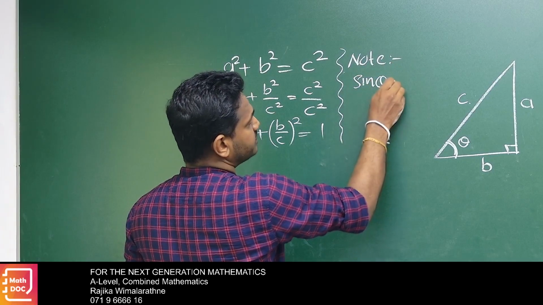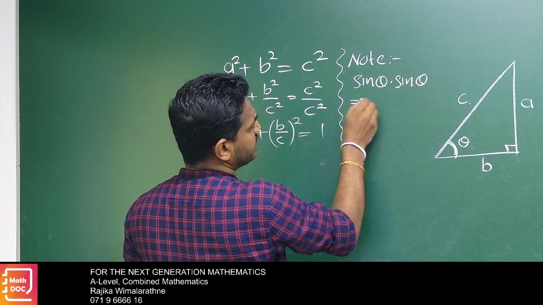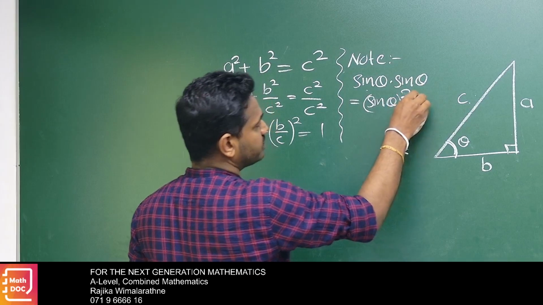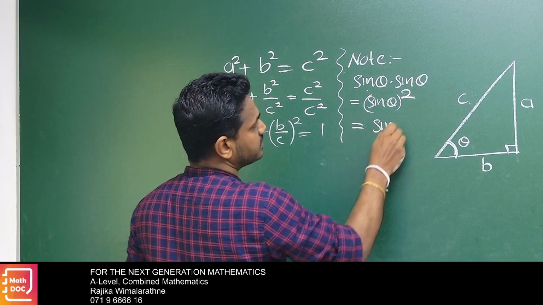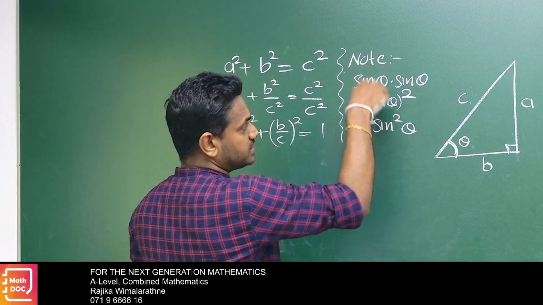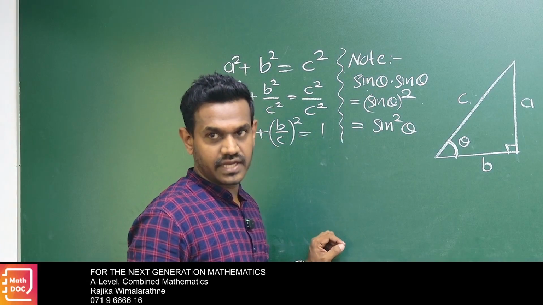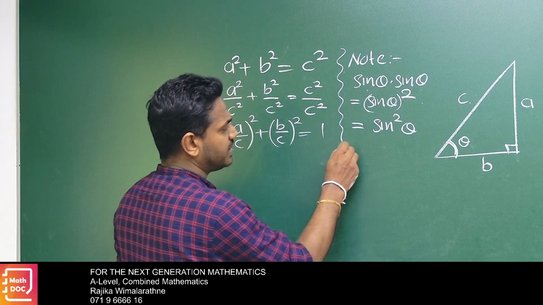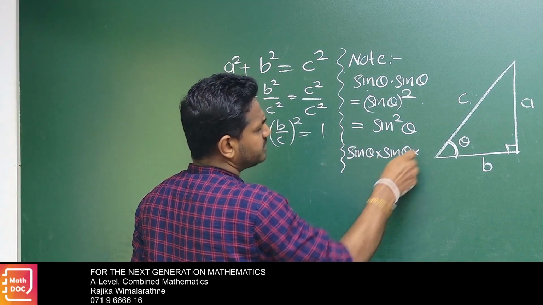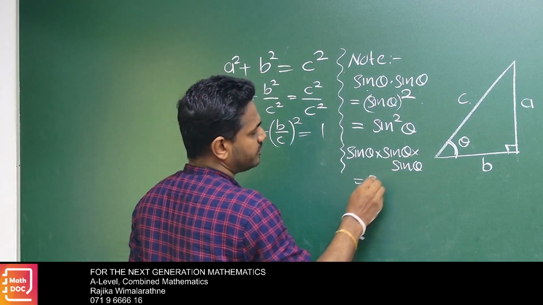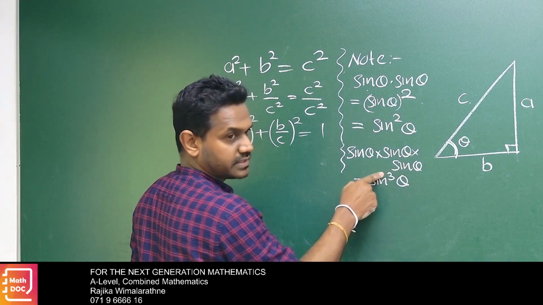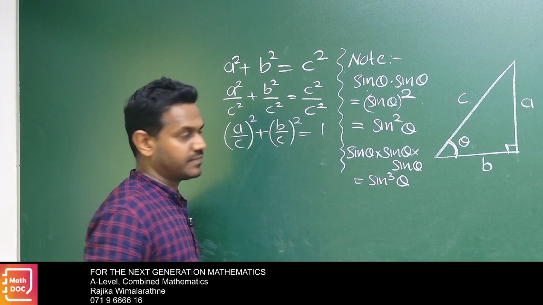And further, here this is a special note. Sin theta times sin theta we write as sin theta to the power 2. Here we can write sin square theta. Sin square theta means sin theta to the power 2, and it is sin theta times sin theta. All the other trigonometric ratios we can use that notation. Similarly, sin theta times sin theta times sin theta, you say sin cube theta. Don't put the 3 next to theta, you put the power between sin and theta. Okay, that is the general notation.